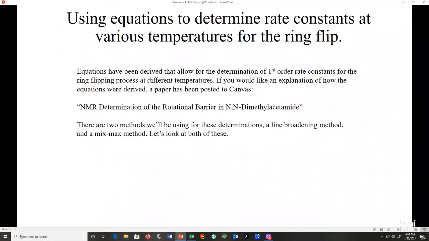As it turns out, we can use this line broadening based on a function of the rate of ring flipping versus the relaxation time of the NMR to our advantage. Based on these factors, equations have been derived that allow for the determination of first-order rate constants for the ring flipping process at different temperatures. If you would like an explanation of how the equations were derived, a paper has been posted to Canvas. NMR determination of the rotational barrier in N,N-dimethylacetamide. There are two methods we'll be using for these determinations, a line broadening method and a min-max method.